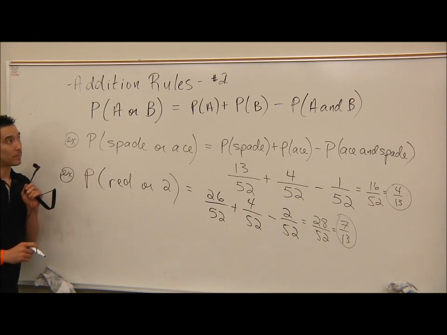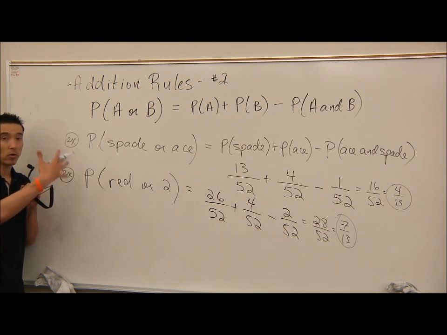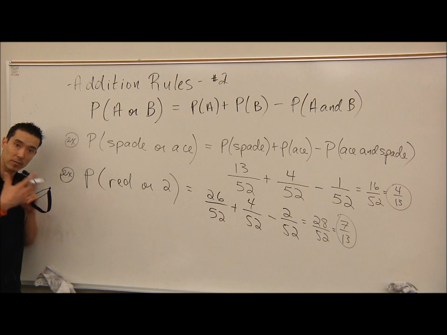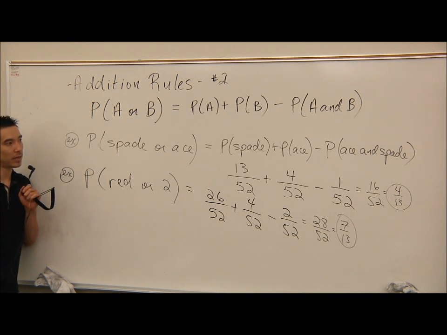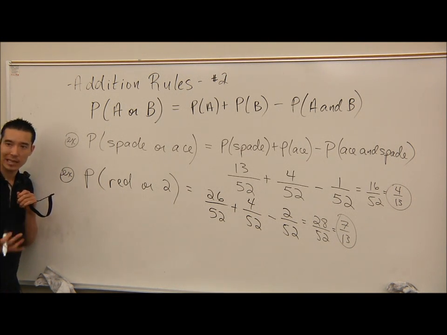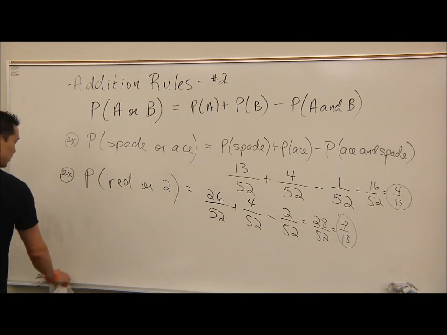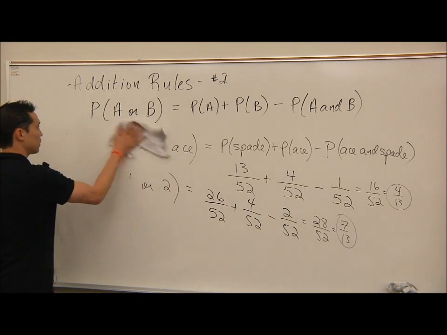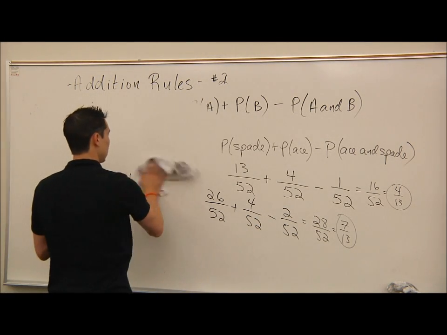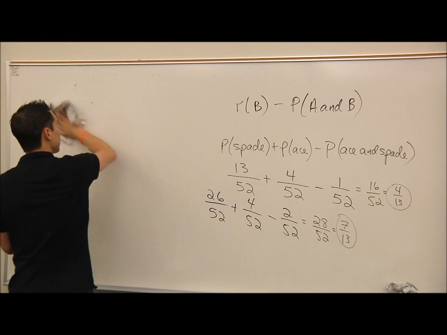All right. Now, what I want to do next is I want to show you what happens if it's A or B or C. What if we go to 3 events, okay? And instead of just putting up the formula, it's kind of a ridiculous formula, I want to show you how we can get that formula using what we call a Venn diagram, okay? So, let's erase this real fast. Let's take a look at these addition rules using Venn diagrams.